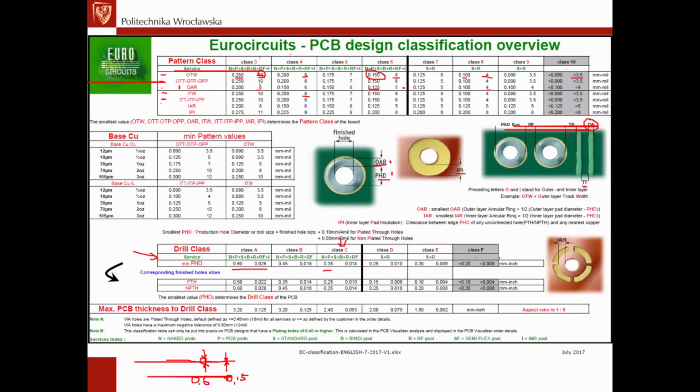From less important parameters, we've got the inner annual ring, so the size of the ring in the internal layer. Less important, but still sometimes maybe necessary to consider. So the IPI as well.